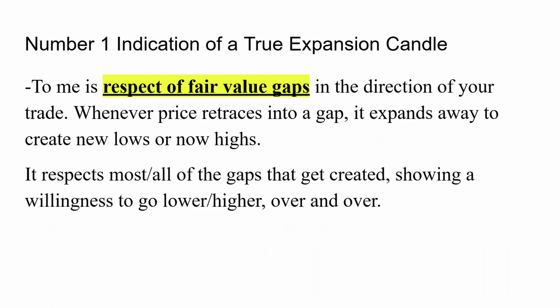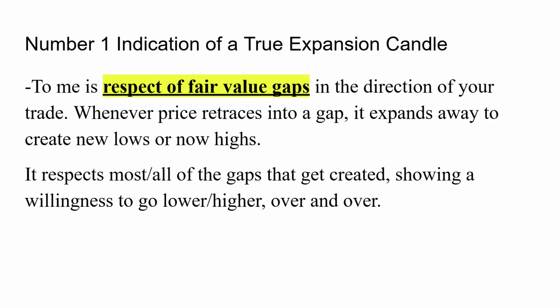Now, the number one indication to me of a true expansion candle is respect of fair value gaps on a smaller time frame, be you trading a 5-minute or 15-minute chart. Typically, when a fair value gap gets created, price retraces into the gap and expands away, or it never retraces at all. It just keeps going. It's a unidirectional move. That's what you're really expecting when you're trading the expansion candle. If it doesn't do that, or if it starts to chop around, it's a sign that that may not be a true expansion candle for the day.